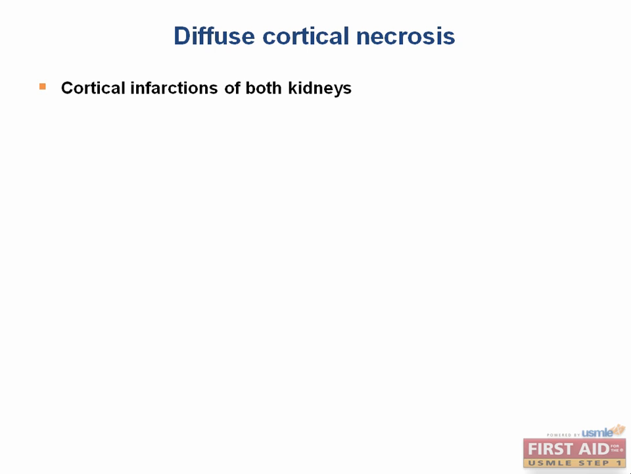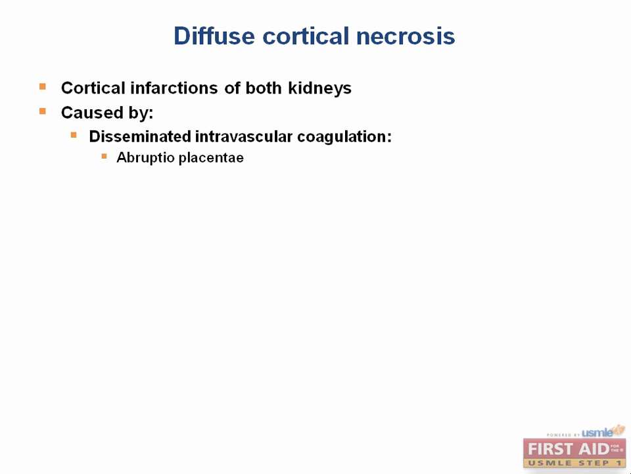Diffuse cortical necrosis is generalized infarctions of the cortices of both kidneys. It happens in obstetric catastrophes such as abruptio placenta, which is a separation of the placenta from the uterine wall leading to generalized intravascular coagulation. Or it can be caused by septic shock, which also causes disseminated intravascular coagulation. It's also caused by vasospasm. This then leads to many small infarctions in the cortices of the kidneys.